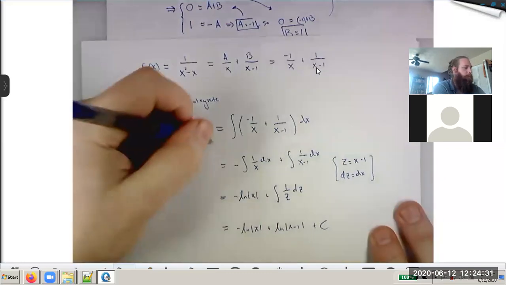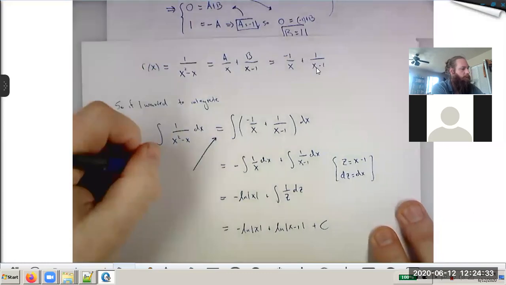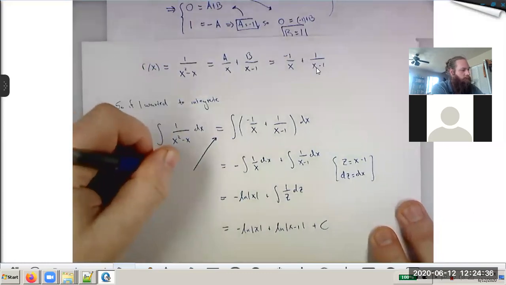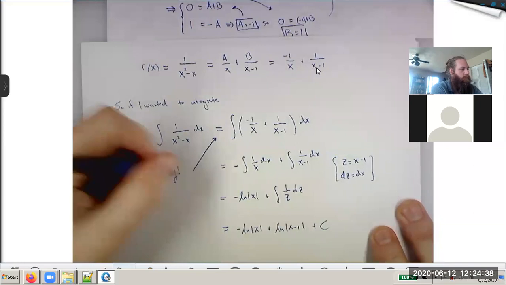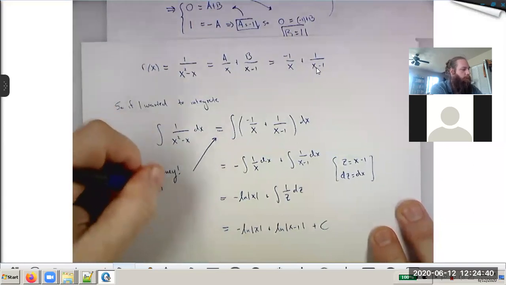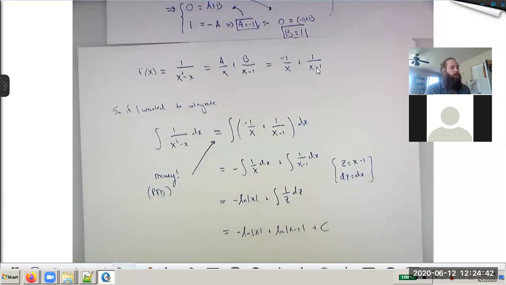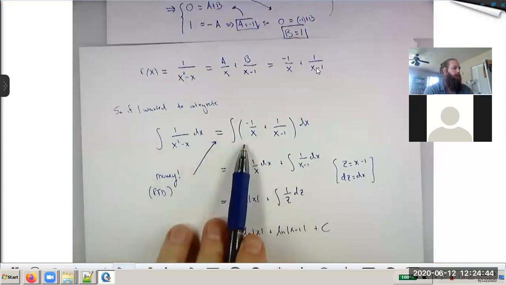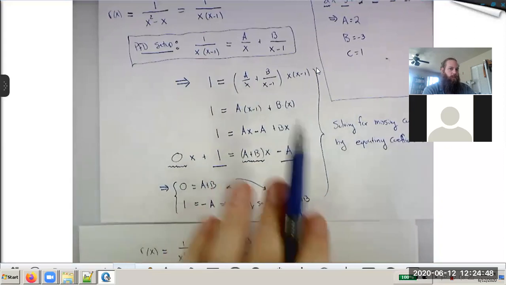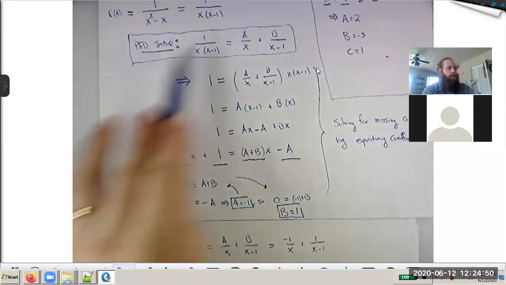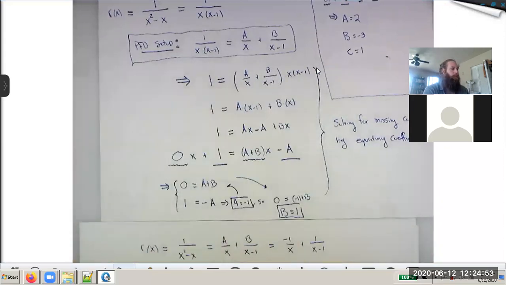The money step is here. And it's all done with PFD. So this went from being hella hard to hella easy through this little procedure. So what we're going to be getting good at is this procedure. That's 7.4.